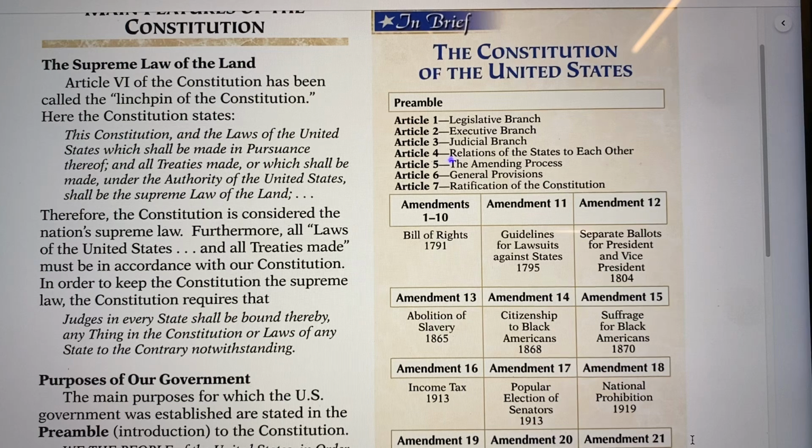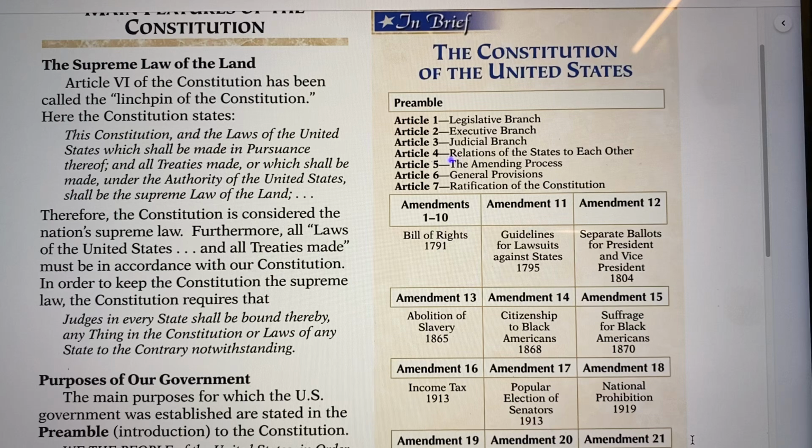On to Article 6, which is very important because it is basically the linchpin of the Constitution. Article 6 basically says that the Constitution is the supreme law of the land, and all the laws and judgments and everything have to go through the Constitution. Article 7 sets forth the manner in which the Constitution shall be ratified. So those are the 7 articles. Remember, there's 7 articles.